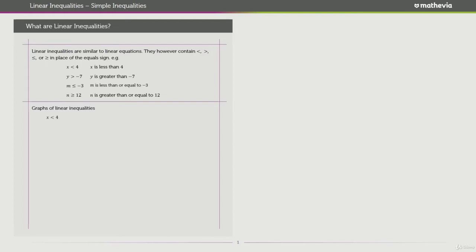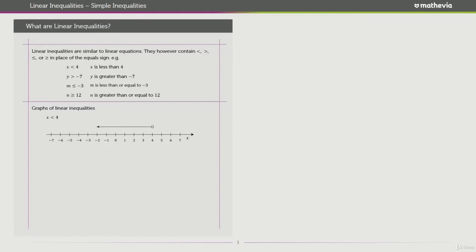Now, we often need to graph linear inequalities, and for simple inequalities like this, we pretty much just represent them on a number line. For example, if we're looking to graph the linear inequality x is less than 4, we have a line like this. We have x, the range of values representing x, and it says x is less than 4, so we're going to draw a small circle at 4, and then we'll draw a line pointing towards the left.